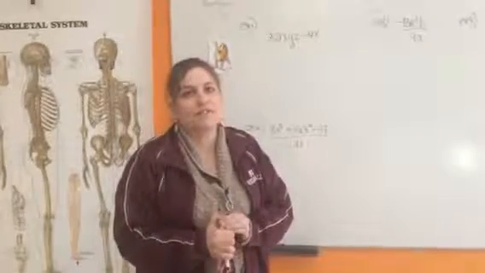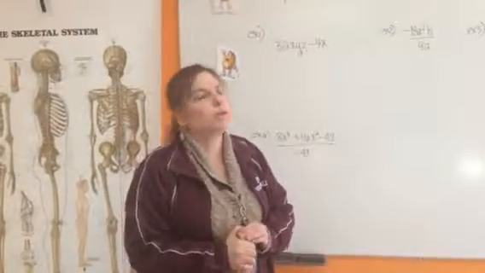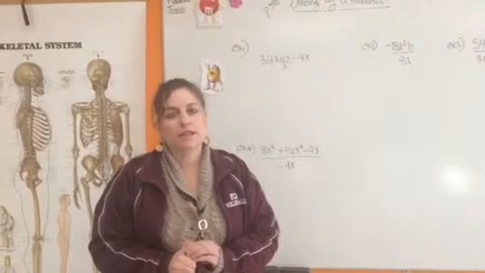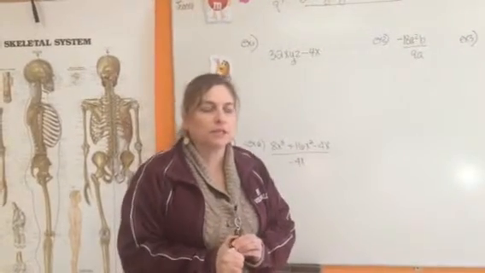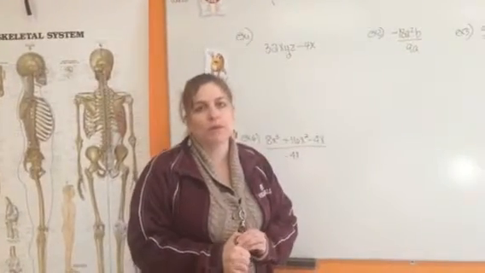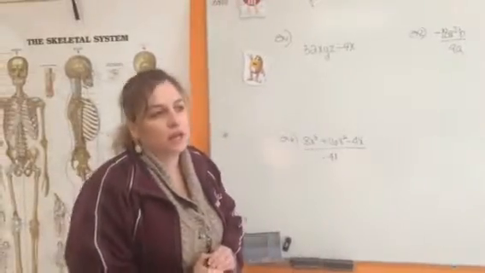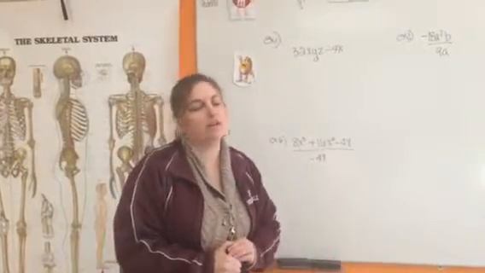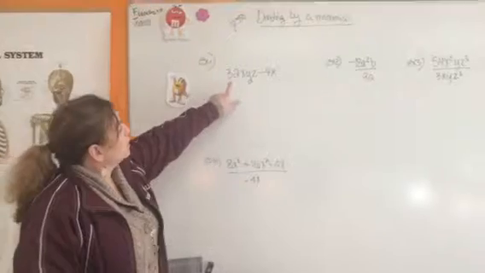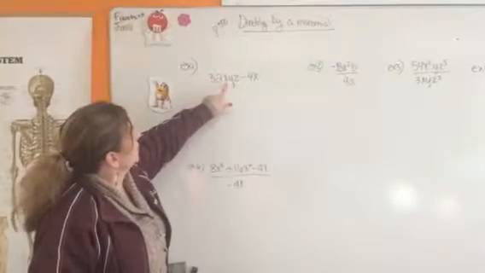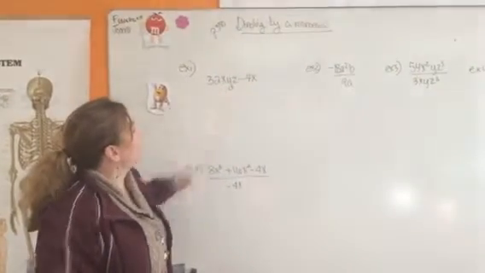Guys, today we're doing dividing by a monomial. Today is actually a pretty easy lesson because we're just dividing by a monomial, and mono means one, so it's just one term. Tomorrow it'll get a little more difficult, but today we have example 1, 32xyz divided by 4x.